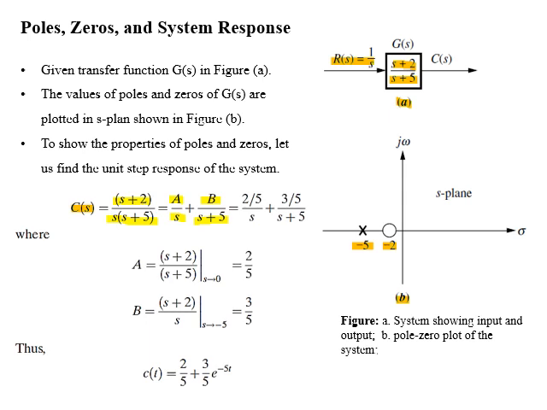Now solving for the values of A and B, C(s) will be equal to (2/5)/s + (3/5)/(s+5). Now using the rules of Laplace transform table, we will get our desired system response in time domain, which is c(t) equal to 2/5 + (3/5)e^(-5t).